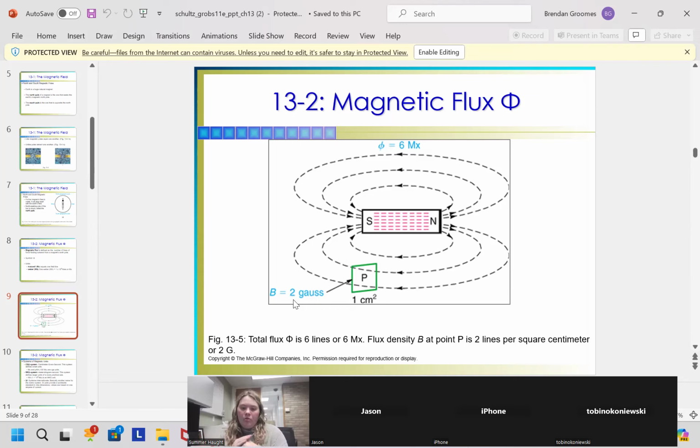Because again, let's say if there was a third line in this, then it would be 3 Gauss. So again, it's just the amount of lines per set area.